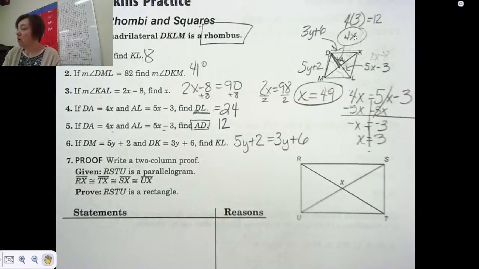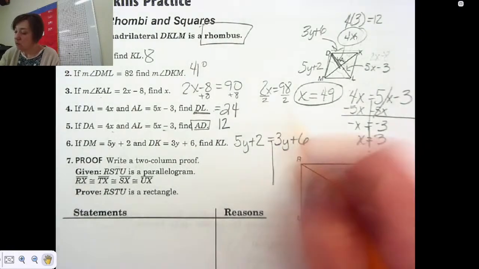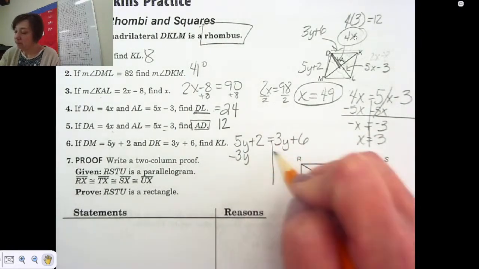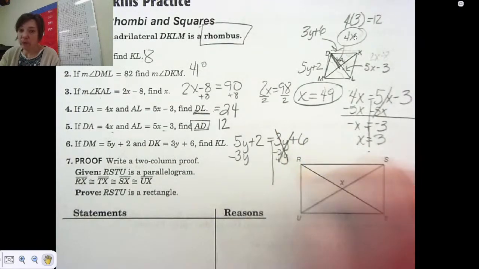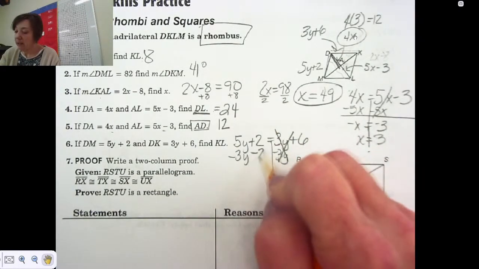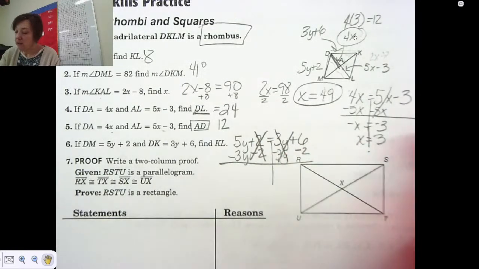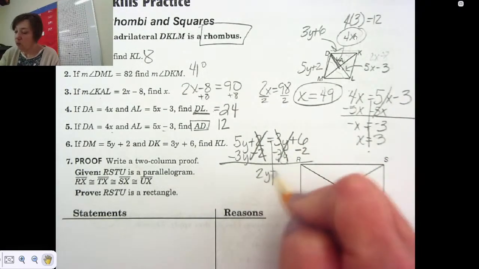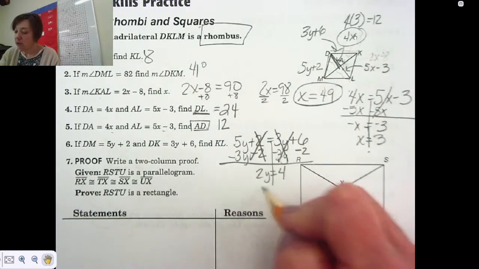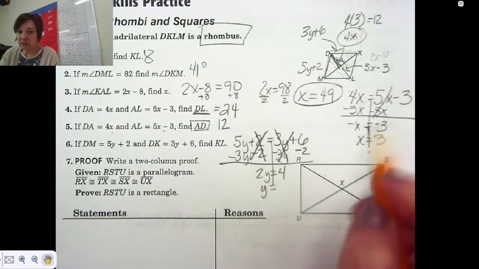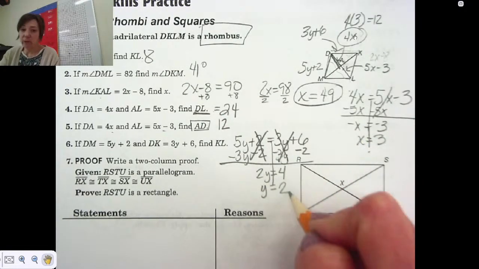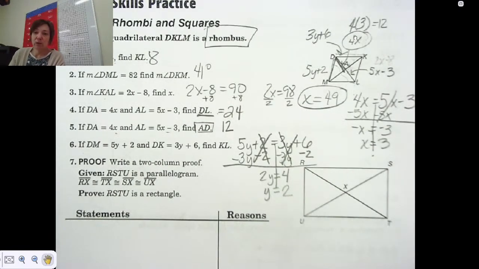And then we just need to solve it. So we're going to subtract 3y because that gets rid of 3y. And I'm going to go right ahead and subtract 2 at the same time so I can get rid of that 2. So I have 2y equals 4. So what is y? 2. Is that my answer? It's not the answer, is it?